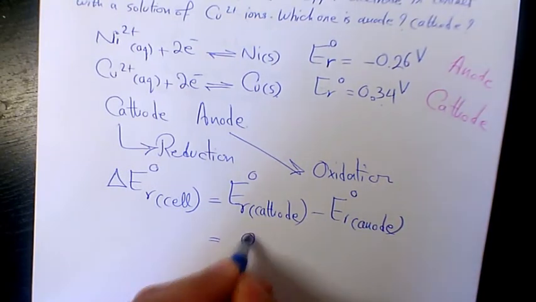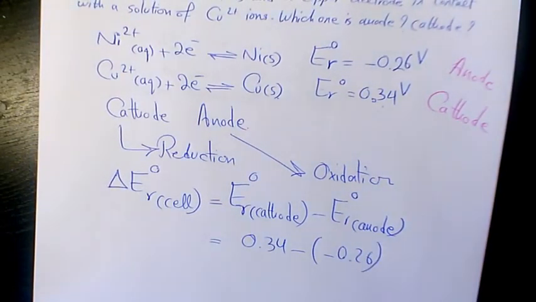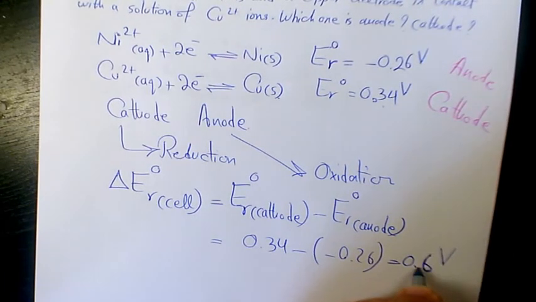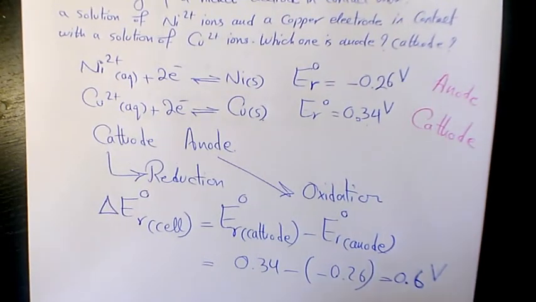So the cathode is 0.34 minus negative 0.26. So that's going to be 0.34 plus 0.26. That's going to be 0.6 volt. So that's going to be the standard cell potential for this cell.